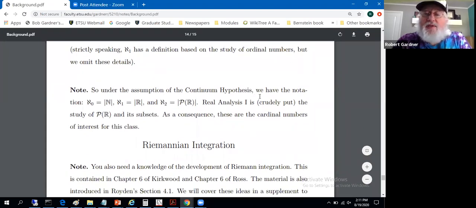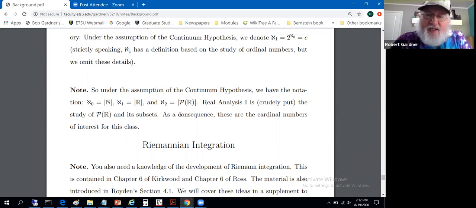Under the assumption of the continuum hypothesis, we get the following. I bring this up because this is a big deal in what we're about to do. Aleph naught is the cardinality of the natural numbers. Aleph 1 is the cardinality of the real numbers because under the continuum hypothesis, it's the next level of infinity. And aleph 2 is the cardinality of the power set of the reals. So this would tell you how many subsets of the reals there are.